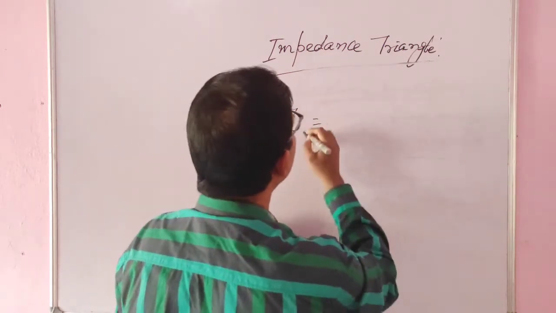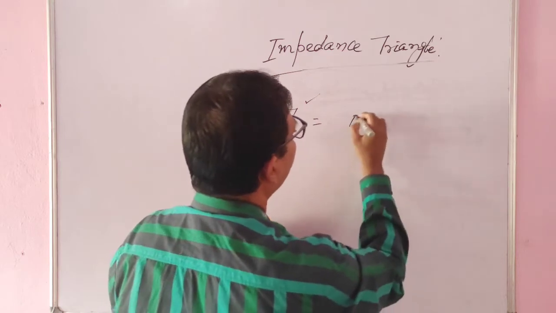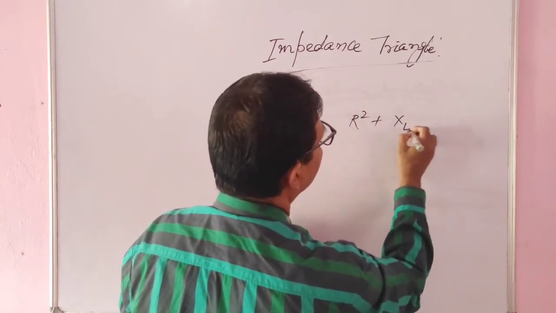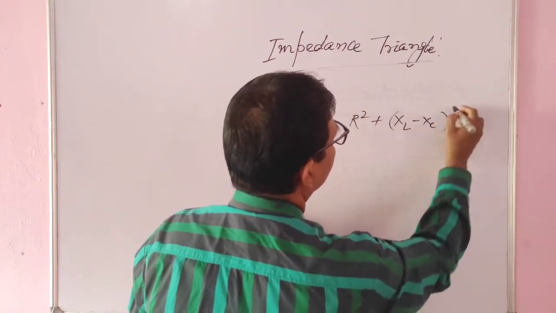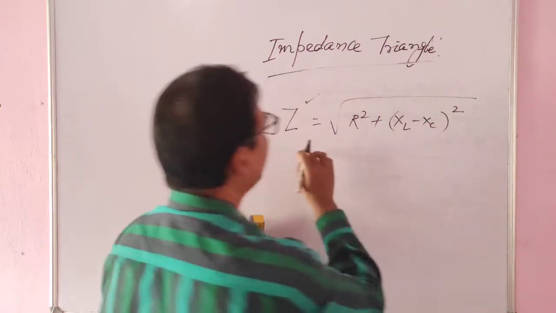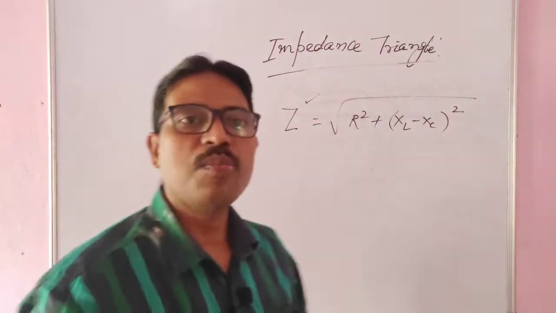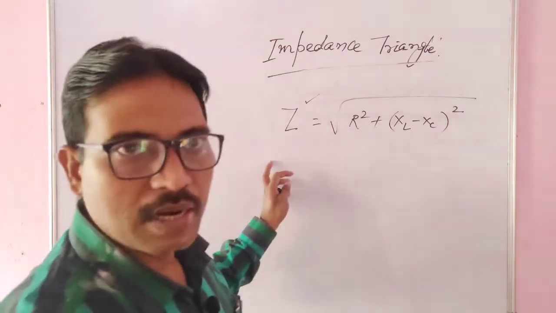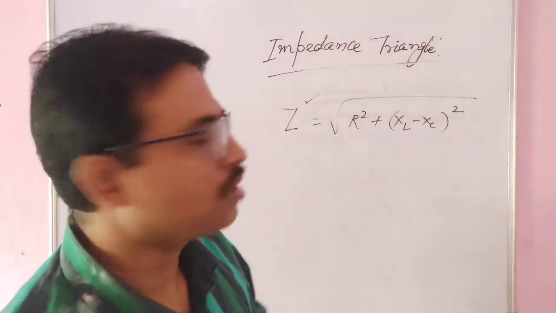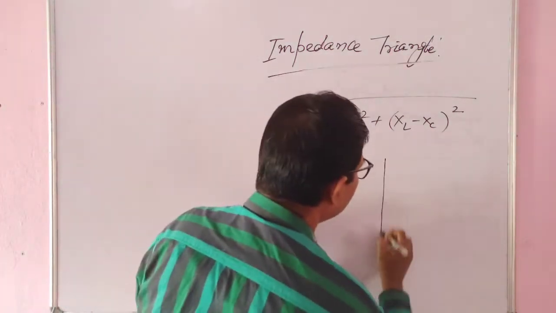Z is equal to square root of R square plus XL minus XC, okay, whole square. You can apply law of parallelogram, law of vector addition, or Pythagoras theorem, and that just you recall this one.